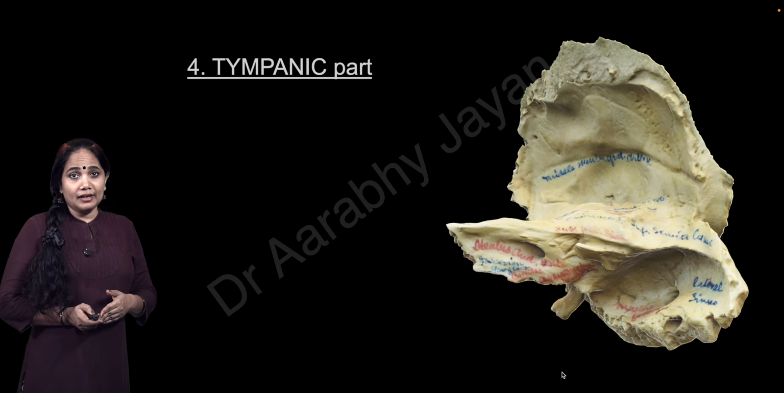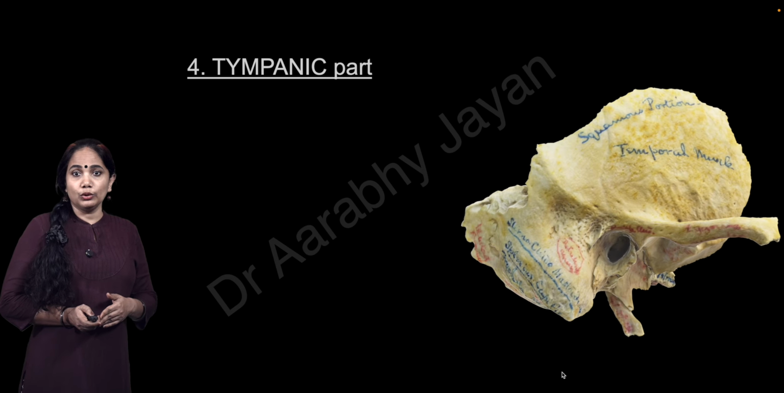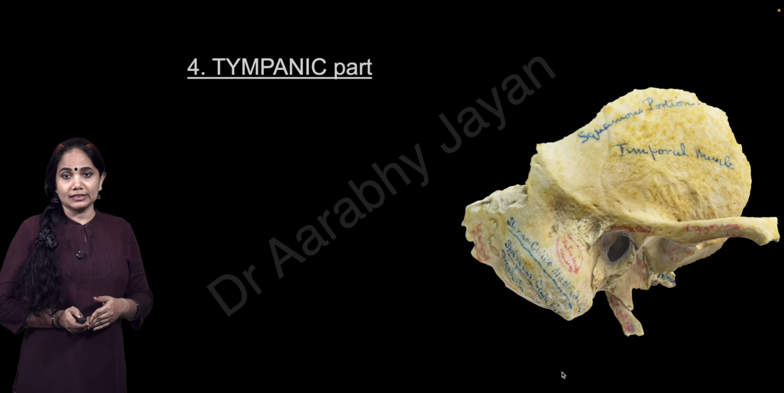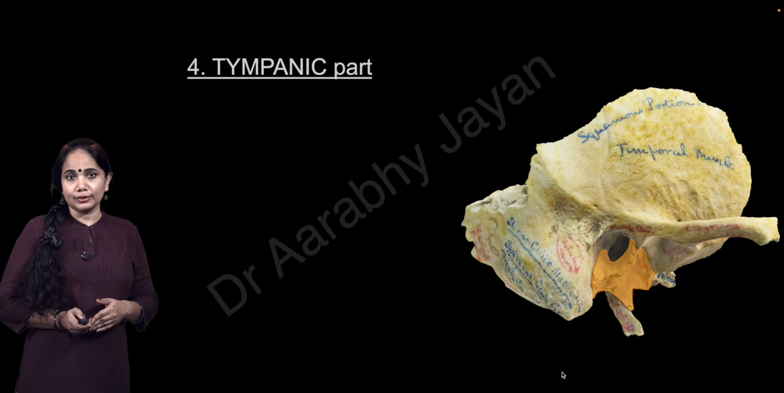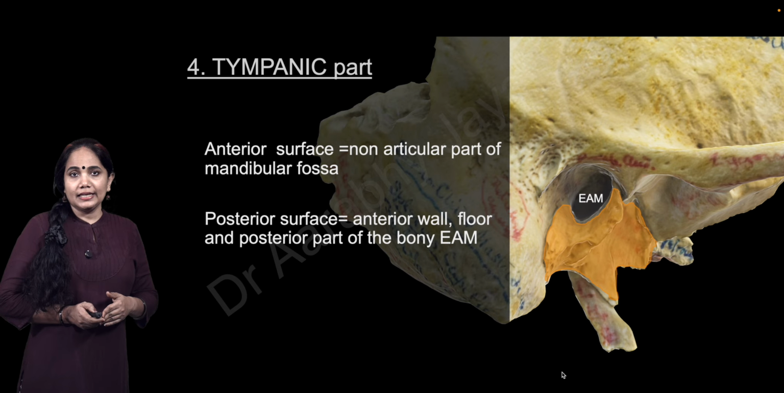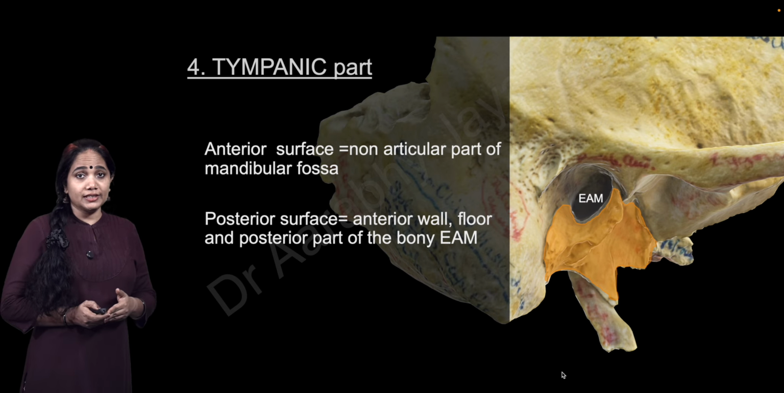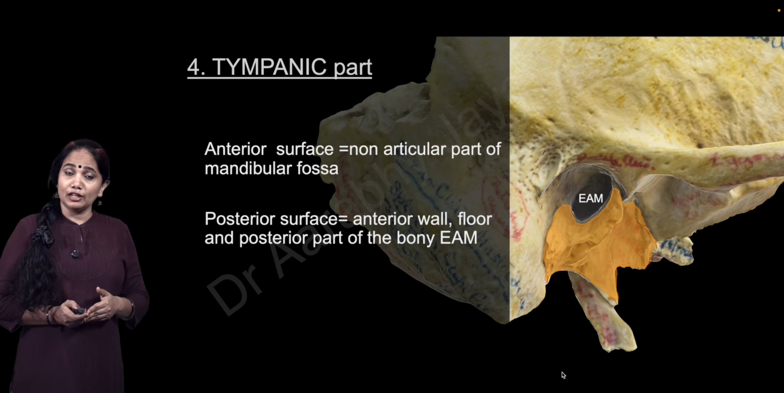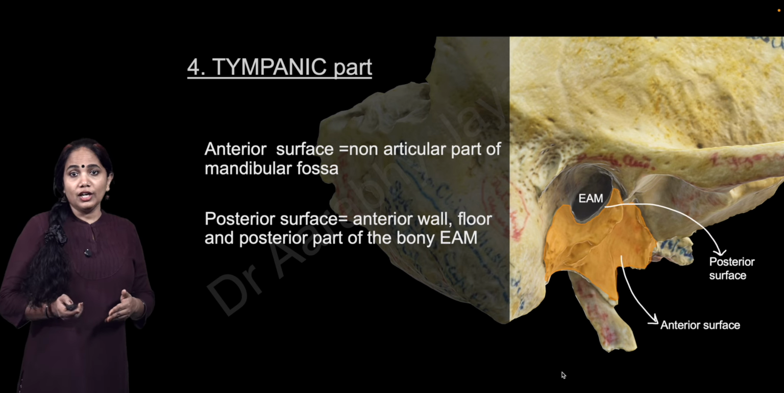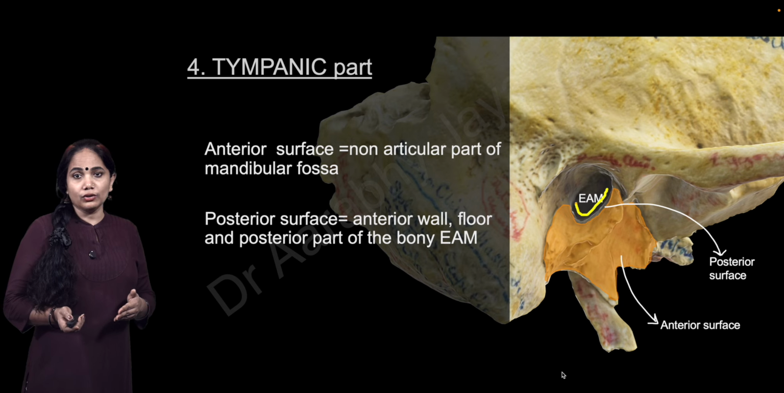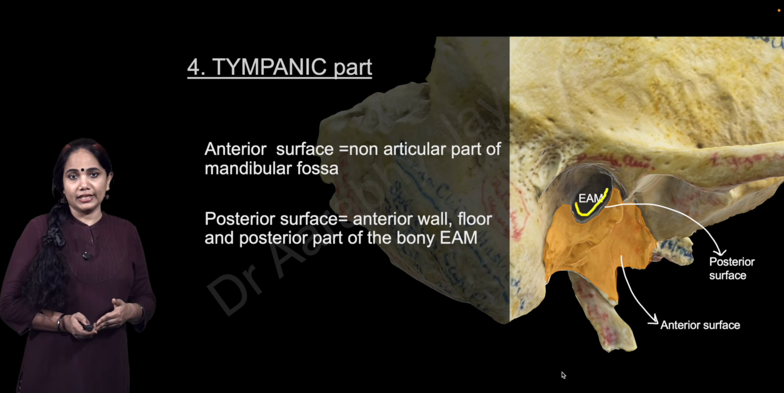Let's look at the tympanic part and the styloid part. In order to look at the tympanic part, we have to turn the bone around and look at it from the lateral aspect. Here we have the tympanic part or the tympanic plate of the temporal bone. Let's zoom in. It has an anterior surface, like we mentioned, that forms the non-articular part of the mandibular fossa, and a posterior surface which forms the anterior wall, the floor, and a bit of the posterior wall of the bony external acoustic meatus.